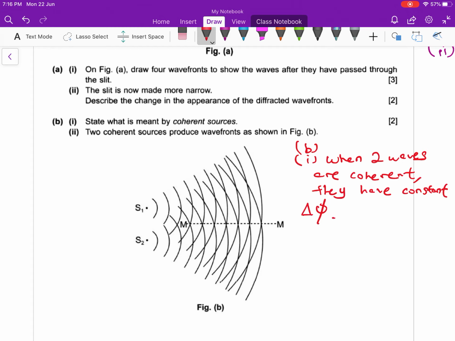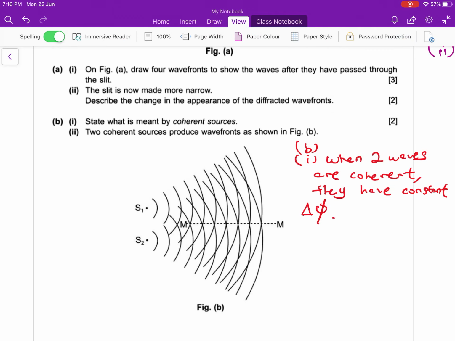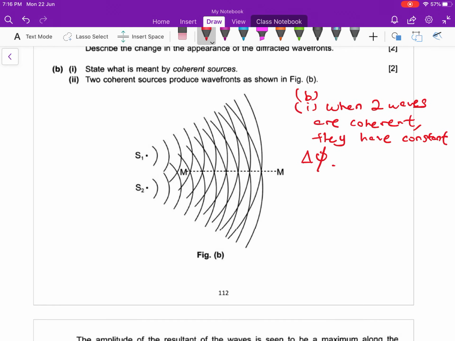Okay, so two coherent sources produce wavefronts as shown in figure B. So 这个是一个 water wave 嘛. Okay, so source 1 and source 2, 这个是所谓的 dipper. 因为你要 create water wave, 你需要一个 disturbance, right? 它会 oscillate up and down to disturb the water. 而且 in order to make S1 和 S2 coherent, 你一定要 connect to the same power source, 不然他们就 not coherent 了.